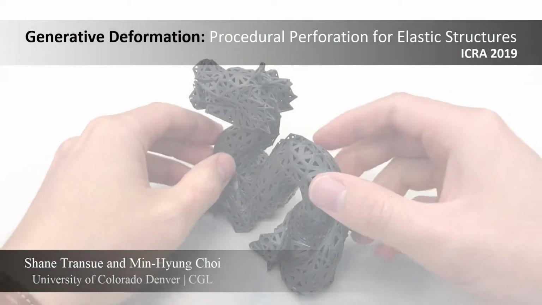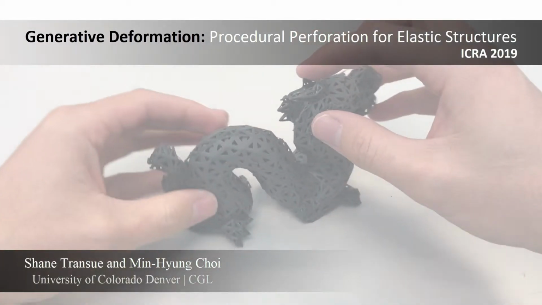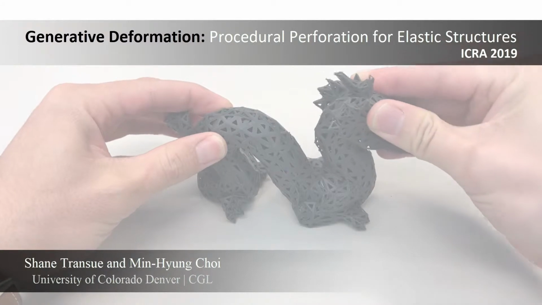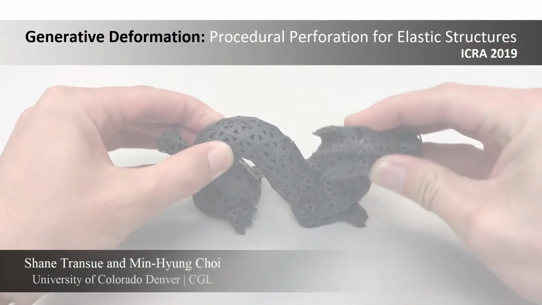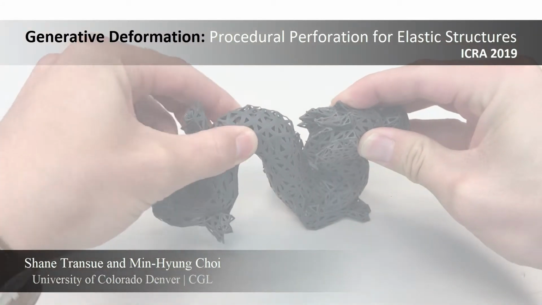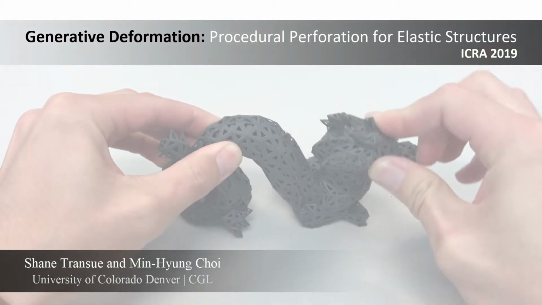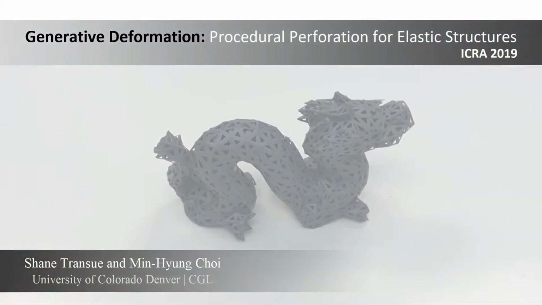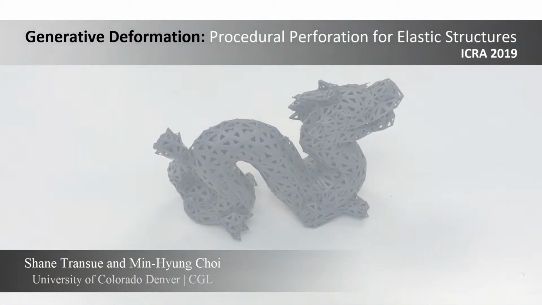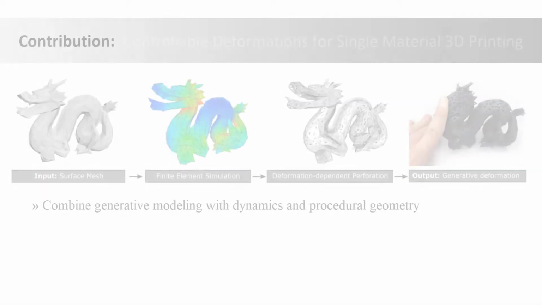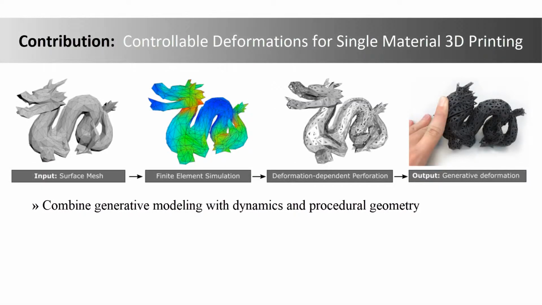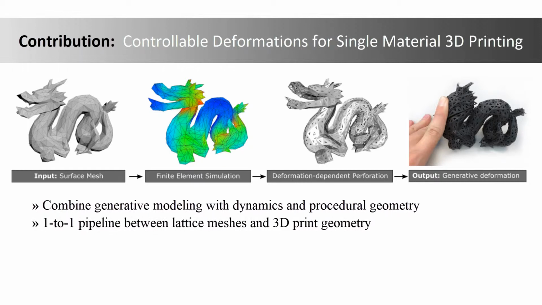In this work, we present a 3D design pipeline for generative deformation that automates the procedural perforation of surface models to introduce heterogeneous internal structures that integrate user and simulation-defined control of 3D printed elastic objects. Our main contributions combine generative modeling with automated perforation to introduce a one-to-one pipeline between simulated and printed geometry.